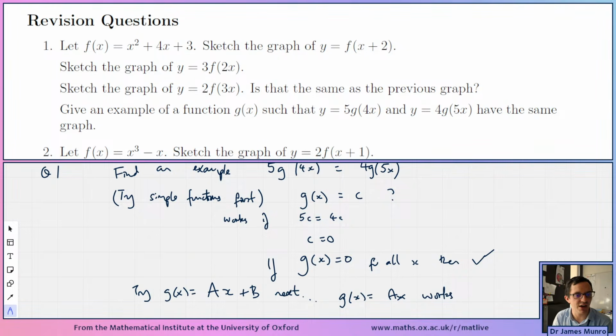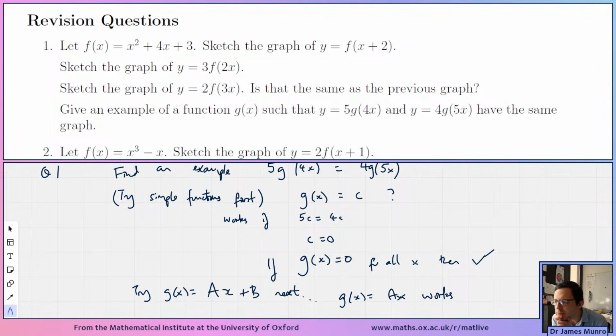Yeah, Andrew's saying, is there a non-trivial solution? Which is a good way to say it. Ooh, g of x equals mod x. I think that works, yeah, that does work because they're both 20 mod x. Yeah, that's nice. I like that a lot.